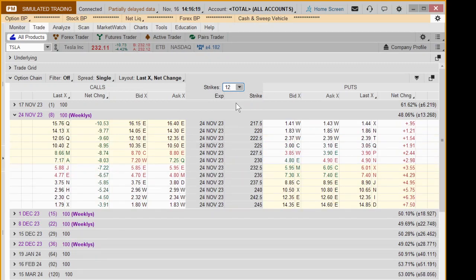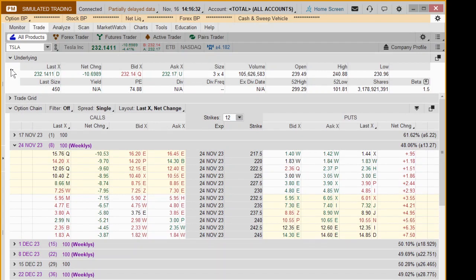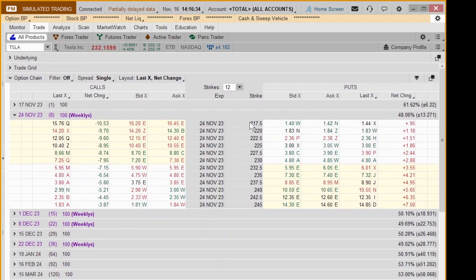12 strikes. These are called strikes. This is strikes right here. It means that wherever the price is at, these are the price points of the underlying. Right here, the last price. So these here are the price of the share. This is in the money calls, in the money puts. So these are already making money because of where the price is at currently. These are out of the money.